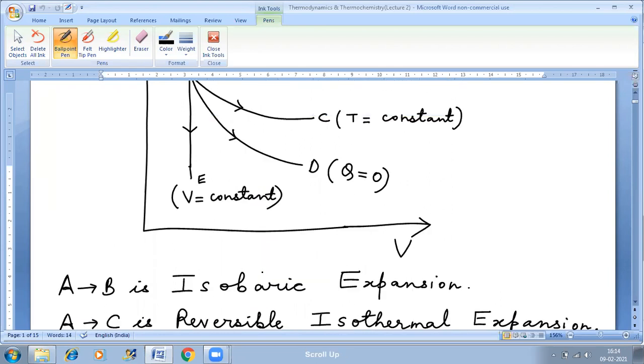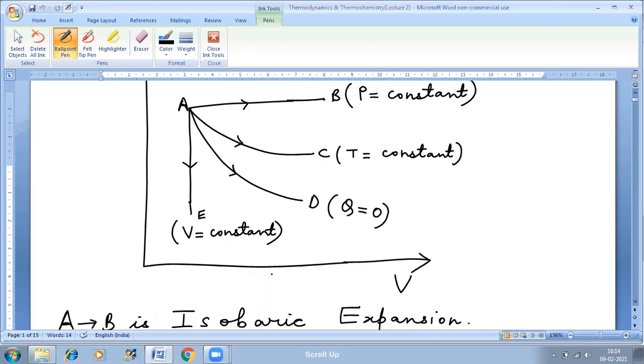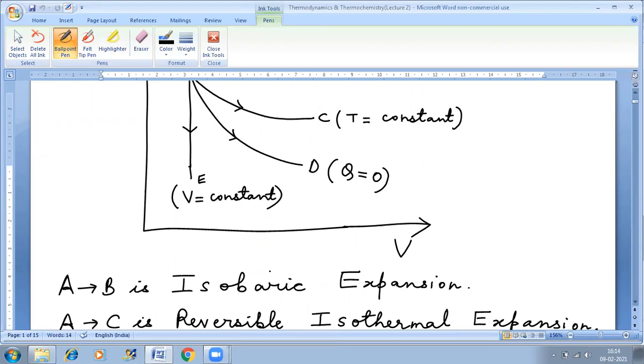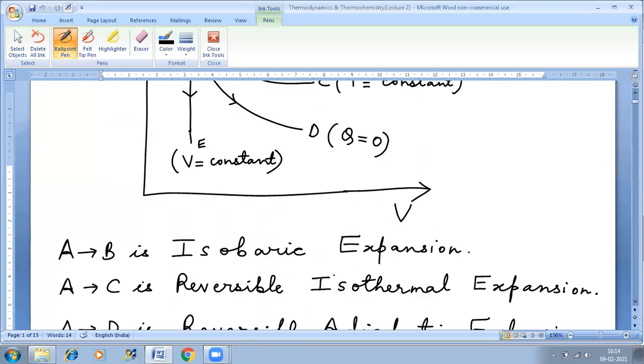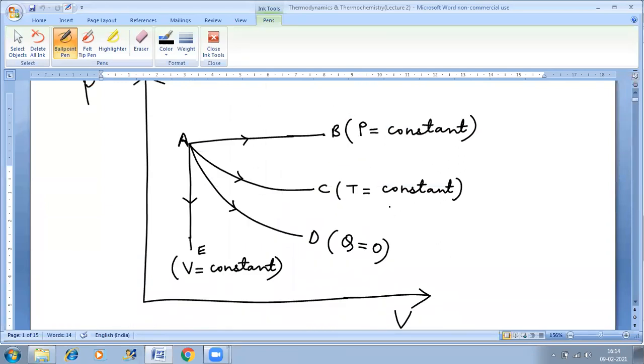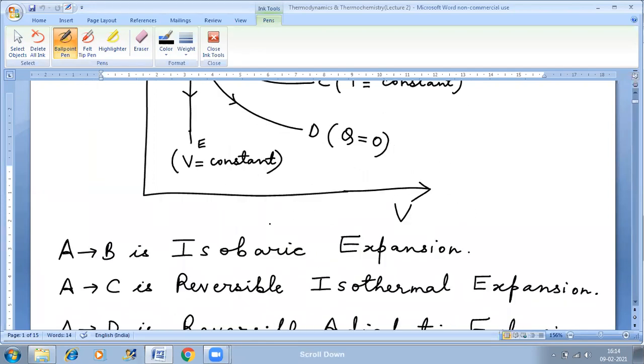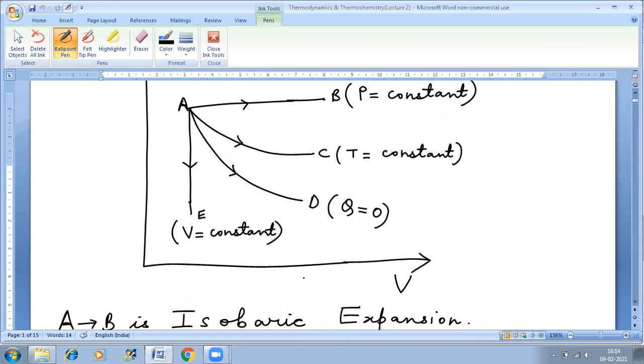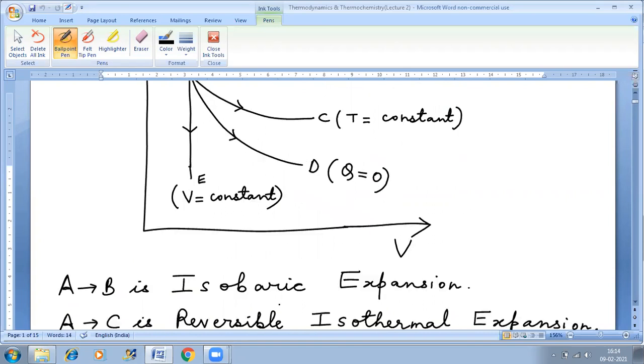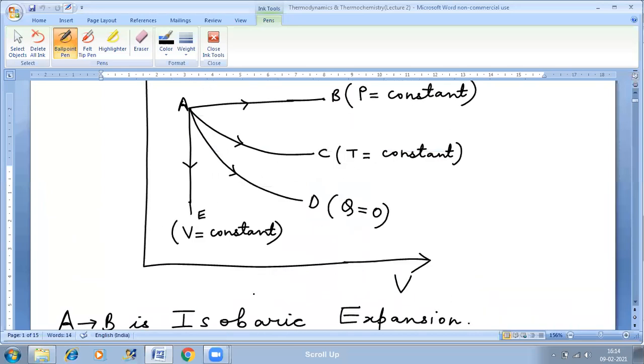So A to B is isobaric because pressure is constant. A to C is reversible isothermal because temperature is constant along AC. Then A to D, if I look at, it is reversible adiabatic. Adiabatic because along AD there is no heat exchange, that is Q is 0. And AE is isochoric because along AE the volume is constant.